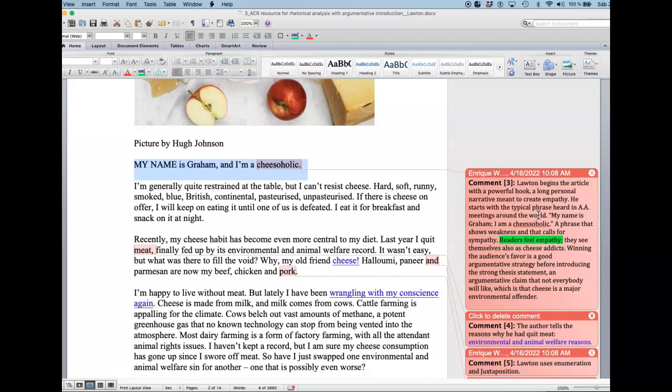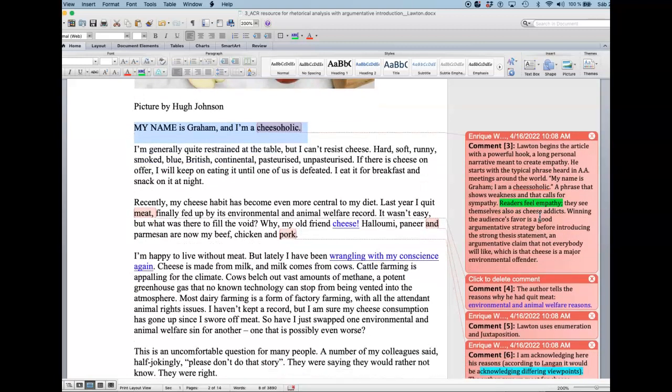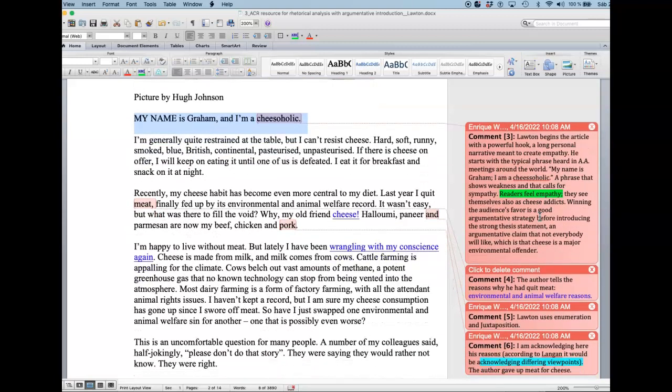And then he does it all here. He presents a story, and then he ends the story here. If you read the story, when he told his colleagues at the newspaper, at the magazine, that he was doing the story about cheese and how bad cheese is for the environment and for animal rights, my colleague said, no, please don't do that. Don't do that story, because they felt guilty about it. So in this article, Lawton does it all.